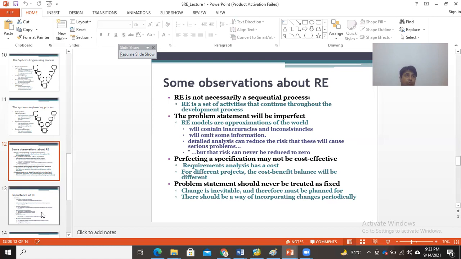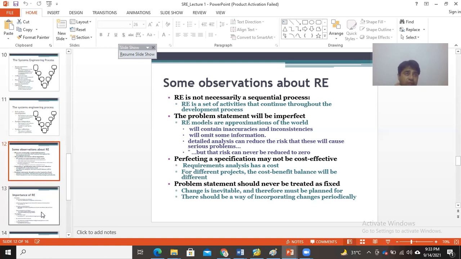So if you want to achieve perfection in requirement specification, this may not be as cost effective as it should be, because software engineering always tends to believe that whatever software product is created, it is always created in a cost effective manner. Problem statement should never be treated as fixed.